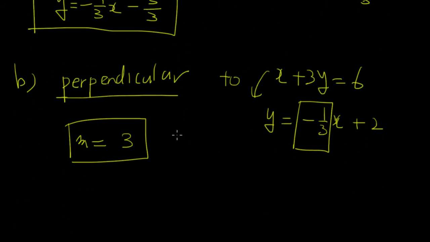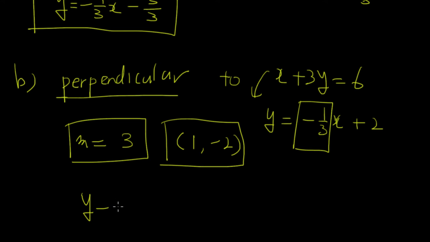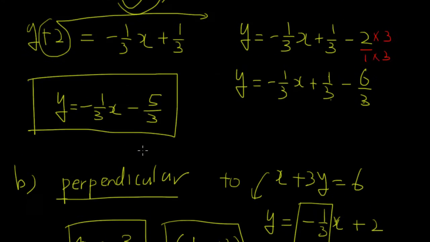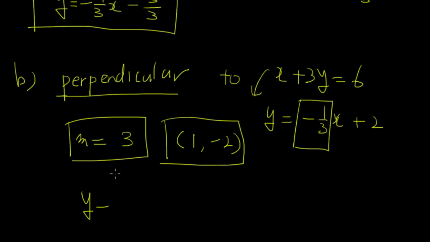So 3, and the point that we are looking for is (1, -2), this point. So when we have a point and a slope, again, we need to use the point slope form, which is y minus, well, let me just check. Yes, y minus negative 2, y1, equal m times x minus x1, 1.